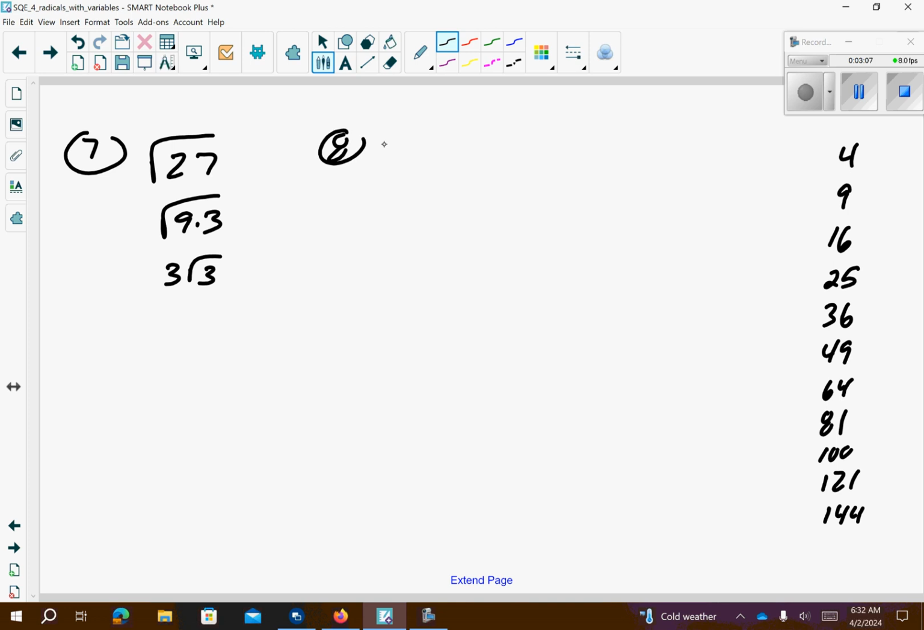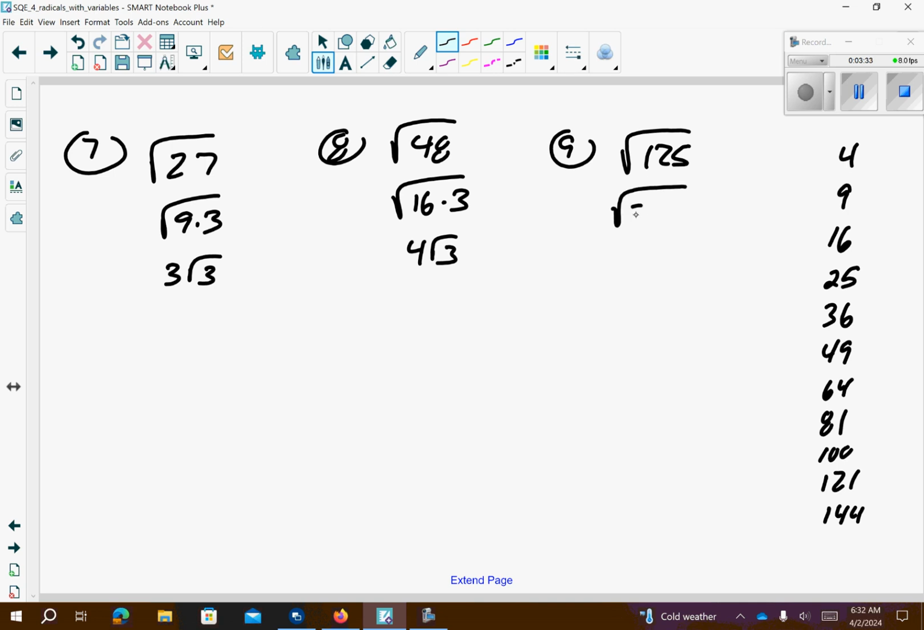Number 8, 48 is a tricky one. 48 falls here, but 48 is actually 16 times 3. 16 is the largest perfect square. 4 does indeed work, but that's not the biggest perfect square. So I'm going to get 4 square root 3 because square root of 16 is 4. Number 9, root 125. So 125 is down here, so you just kind of move up the list, making sure what works. And 25 times 5 is going to work. So square root of 25 is 5, so I get 5 root 5.